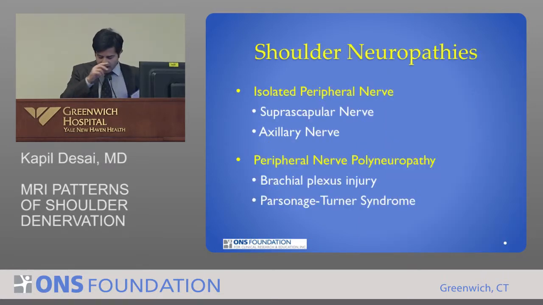So, having gone through what the background is a little bit, we'll talk about different types of neuropathies you may encounter in the shoulder. And really there are two big categories. One is if it's isolated to one nerve or whether or not multiple nerves are involved. The two major nerves you're going to focus on in the shoulder are going to be the suprascapular nerve and the axillary nerve. And those are the two isolated peripheral neuropathies you may see.